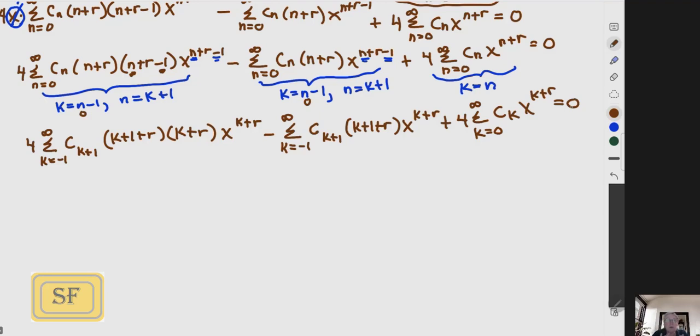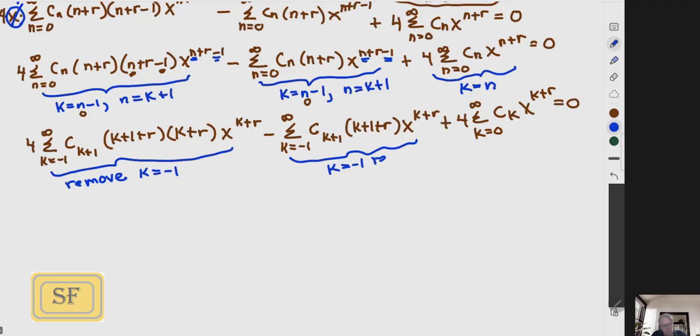Okay, so now we have a common power of k plus r. If you look at the lower indices, we have k equals 0, k equals -1, k equals -1. We want to remove terms so that our lower indices match. So I'm going to remove k equals -1 from these first two summations.